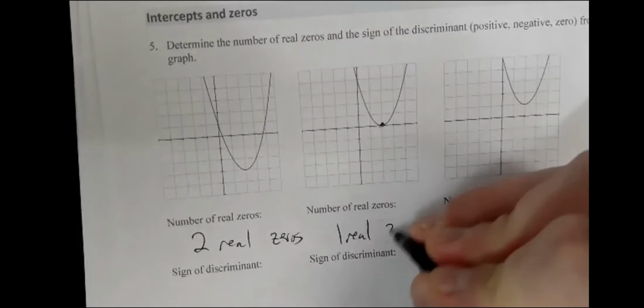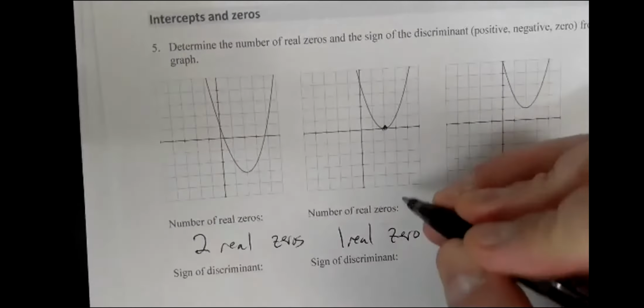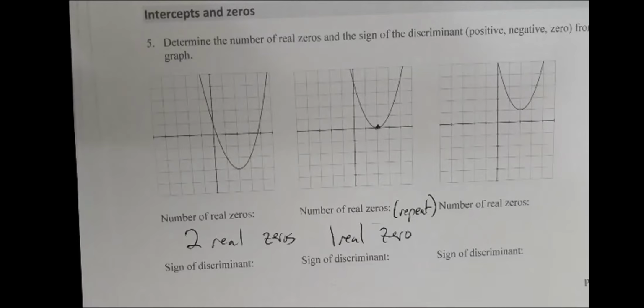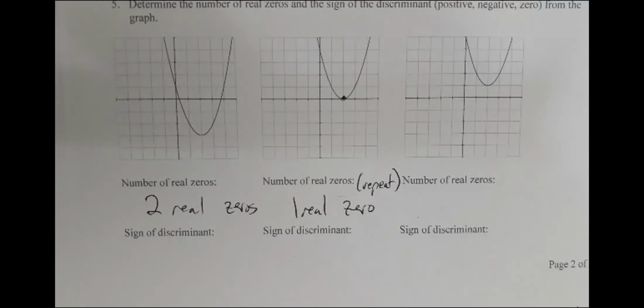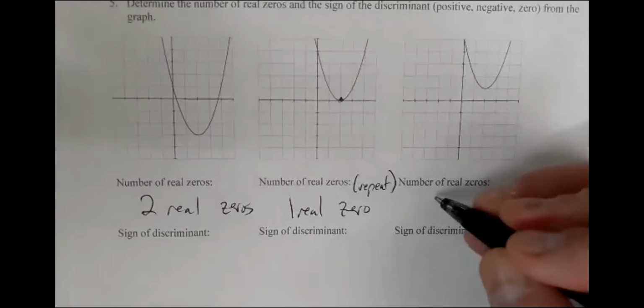So what's happening here? How are we getting only one solution? When we got one solution previously, this was repeated. So this is a repeat. We're expecting two solutions, but we're only getting one solution. That's that repeated real zero. Now the number of real zeros here: we're expecting two real solutions, but if we don't hit the axis, we're not getting any real solutions. So there are zero real solutions.